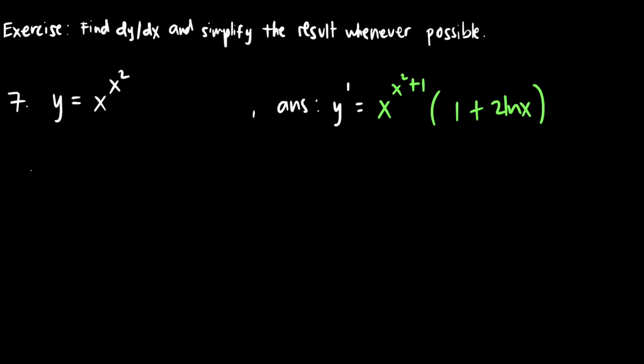Proceed to number 7. Find dy over dx and simplify the result whenever possible. For number 7, y is equal to x raised to the power of x squared.